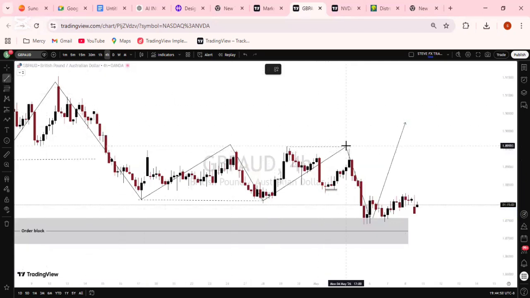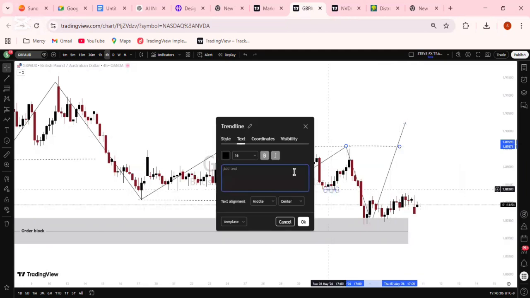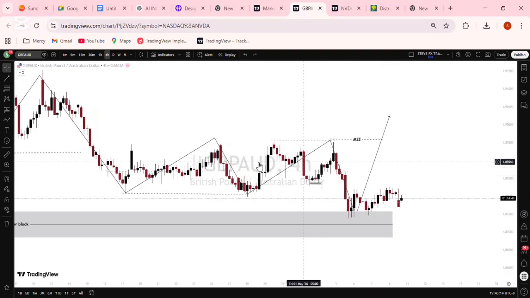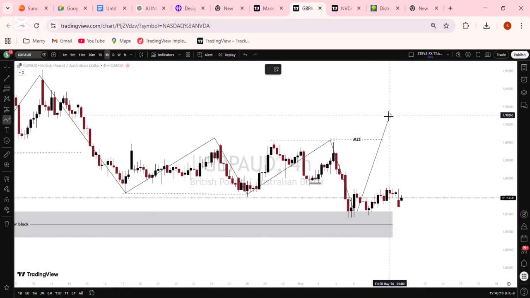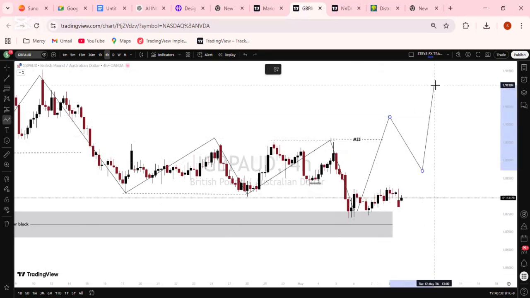Also, you can watch the video on structural events to understand how structural events work, and the difference between the market structure shift and change of character. So we haven't gotten any clear confirmation. This particular market needs to break this particular high, and if market breaks this particular high, then we can consider GBPAUD to start going bullish.